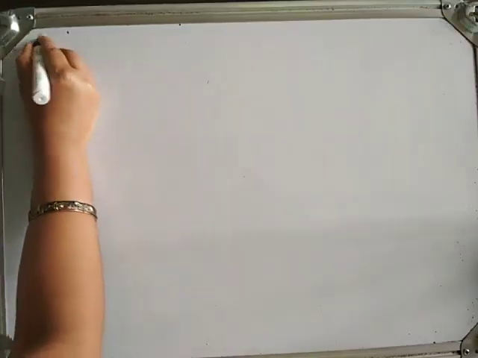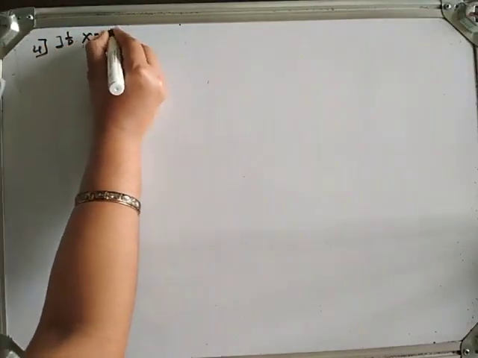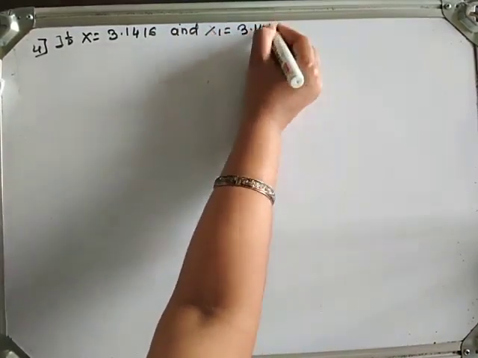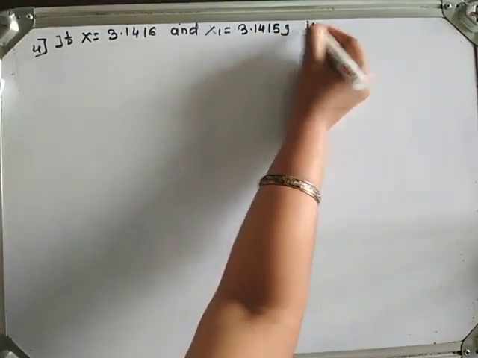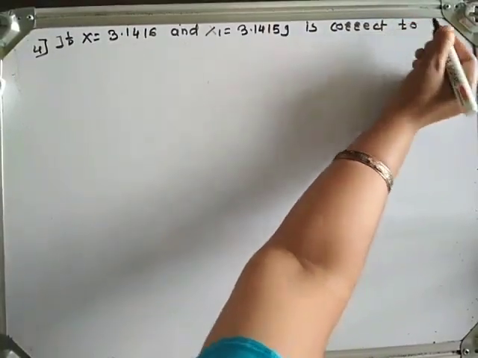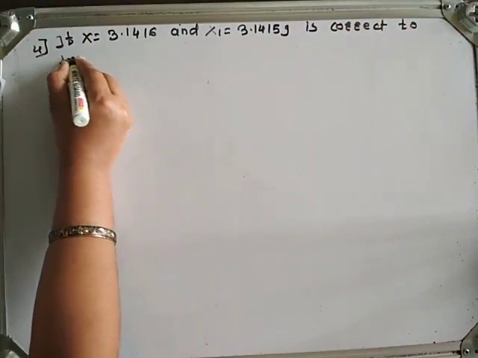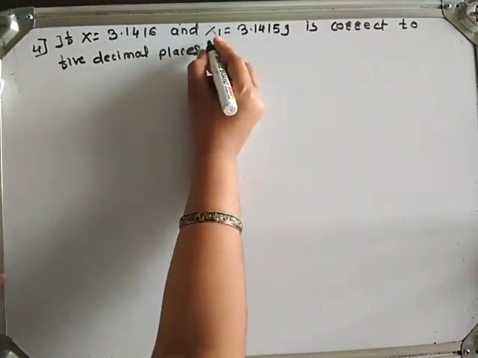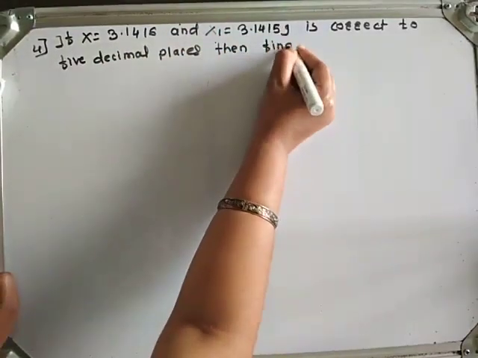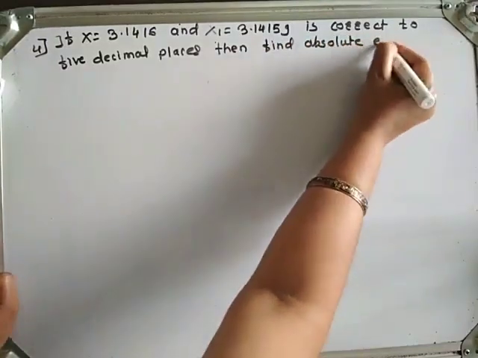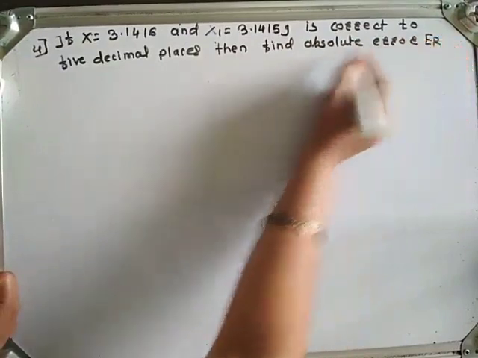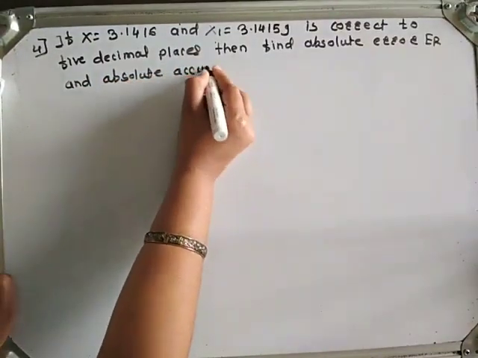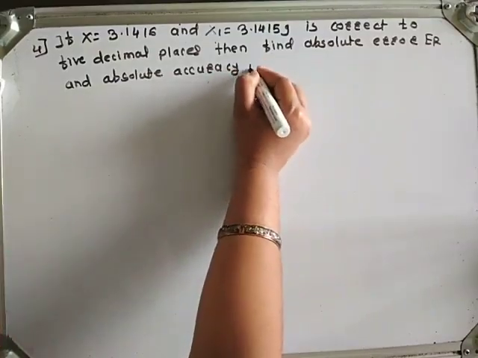Let us take fourth example. If x is equals to 3.1416 and x1 is equals to 3.14159 is correct to 5 decimal places, then find the absolute error ER and absolute accuracy delta x.